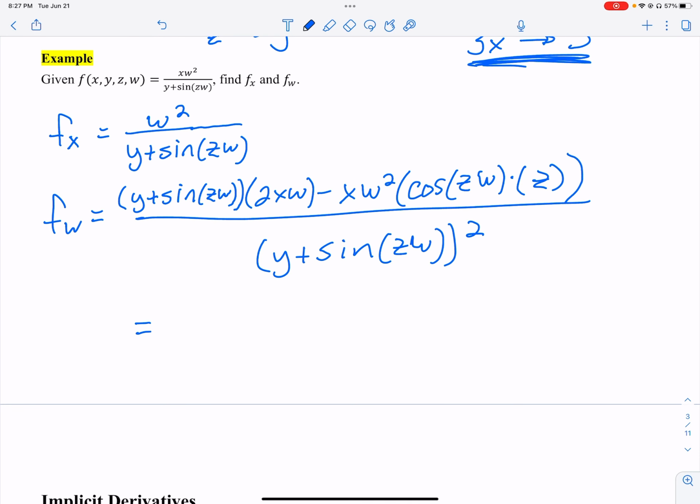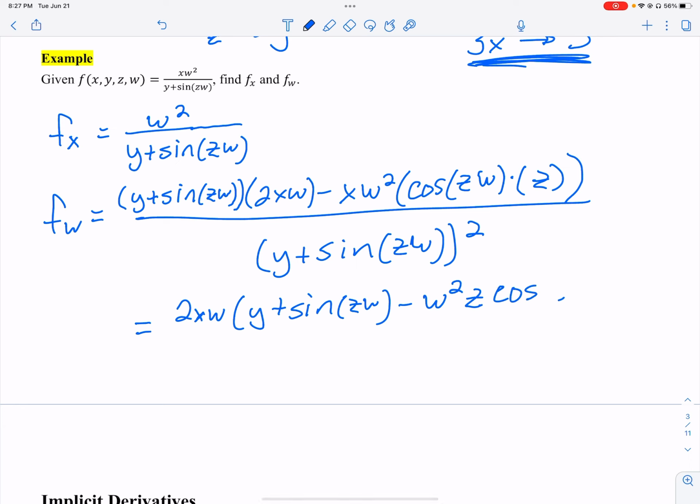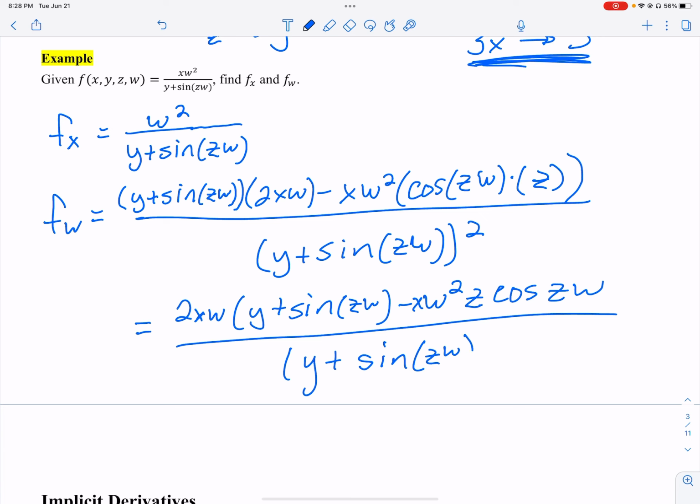We could clean it up. It's not going to get much better. I got 2xw times y plus sine of zw, and I could maybe mush all this stuff together, w squared z cosine zw. Right, okay, and we get an x in there too. I forgot that there. Sorry, that was out of my notes. So there we go. That's the best we're going to get.